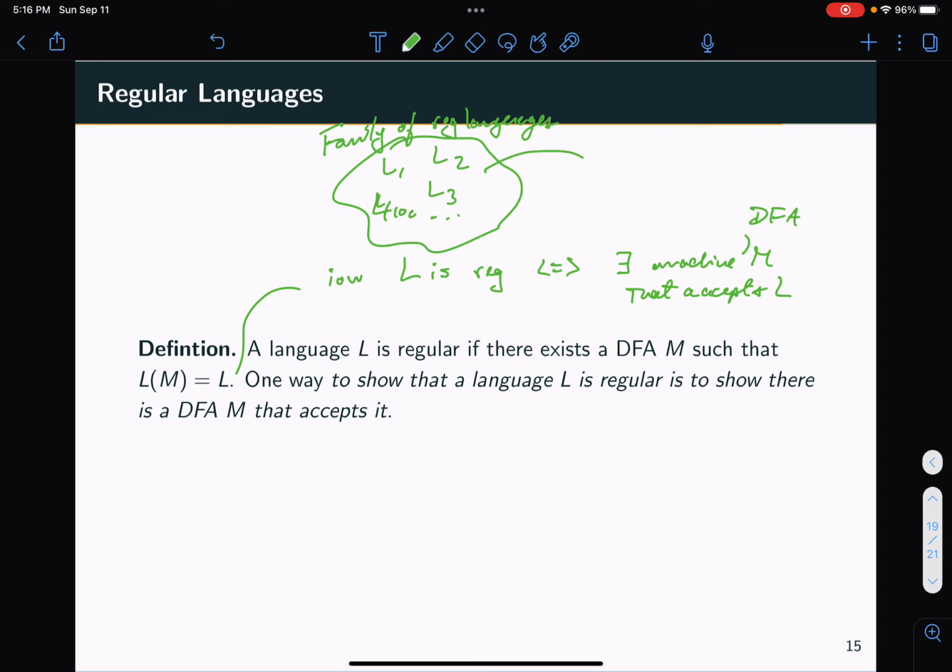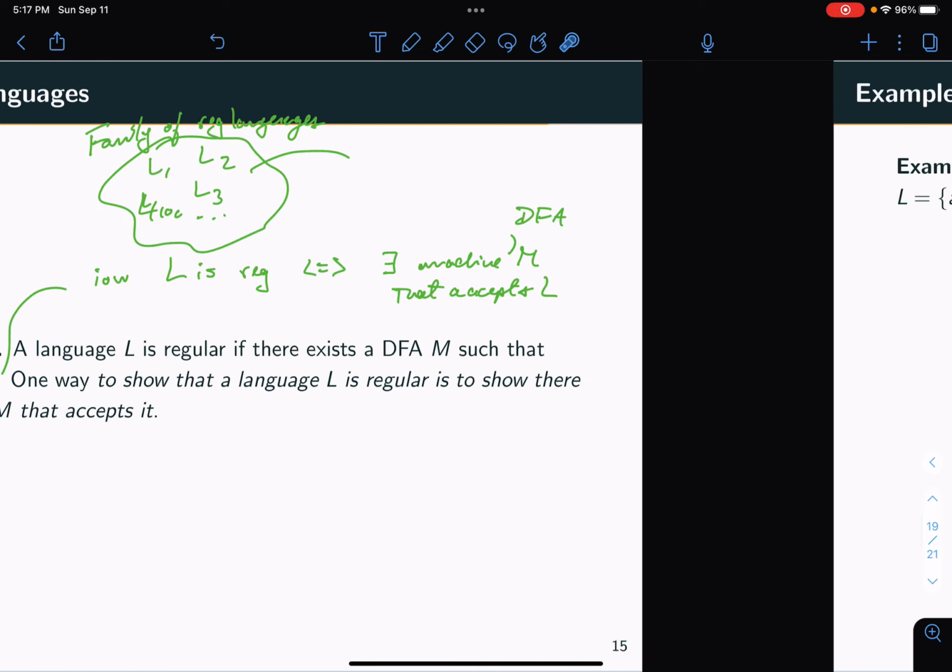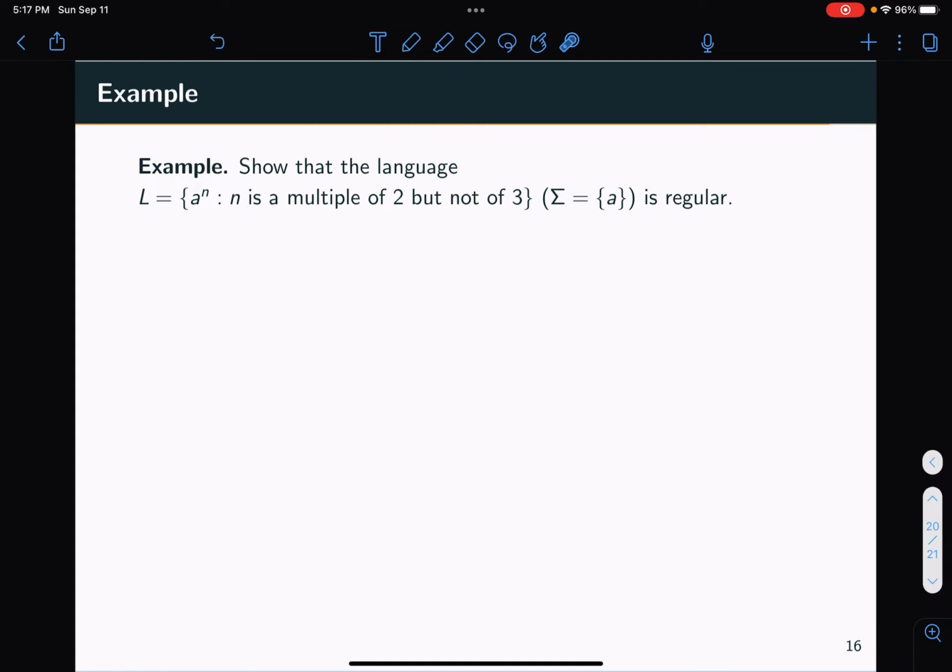And so one way to show that a language L is regular is to show that there exists a DFA M that accepts it. That's very intuitive based on the definition, and that's exactly what we're going to show in this example. We're going to try to show that the language L, where L is the strings a^n, where n is a multiple of 2 but not of 3, is regular.